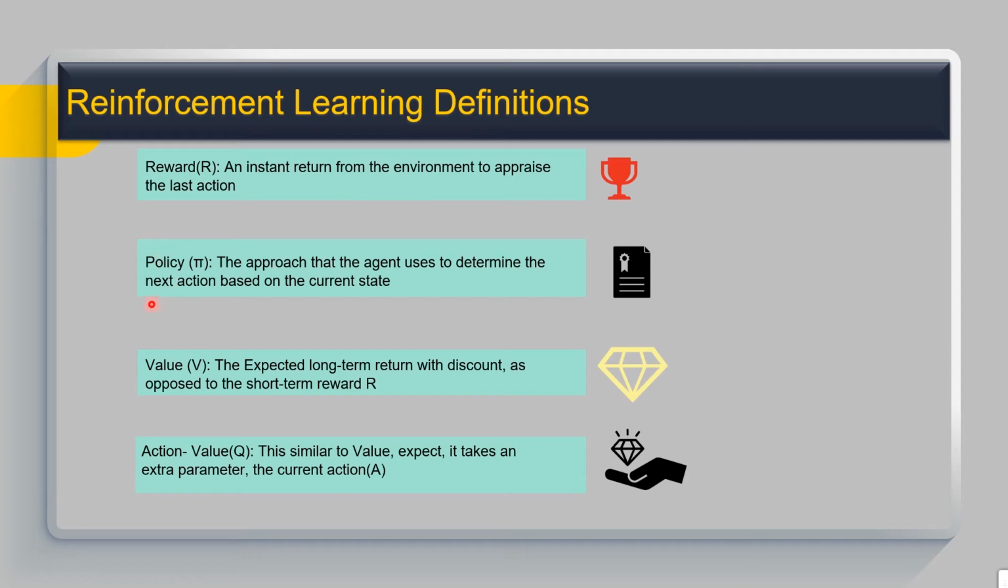Next, we have a policy. Policy is basically the strategy that the agent uses to find out his next action based on his current state. Policy is just a strategy with which you approach the game. Then we have value. Now, value is the expected long-term return with discount. So, value and action value can be a little bit confusing for you right now. But as we move further, you will understand what I'm talking about. So, value is the long-term return that you get with a discount. Discount, I'll explain in the further slides.